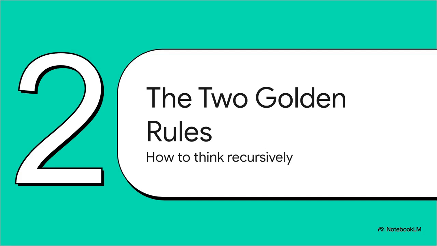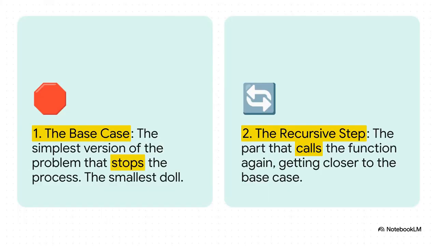Okay, so how do we actually think this way? How do you build one of these recursive functions? Well, it turns out that every single one, no matter how wild or complicated, is built on two simple golden rules. And here they are. First up, you've got the base case. Think of this as your safety net, your stop sign. It's the simplest possible version of the problem, the one that doesn't need to call itself again. It's that smallest doll.